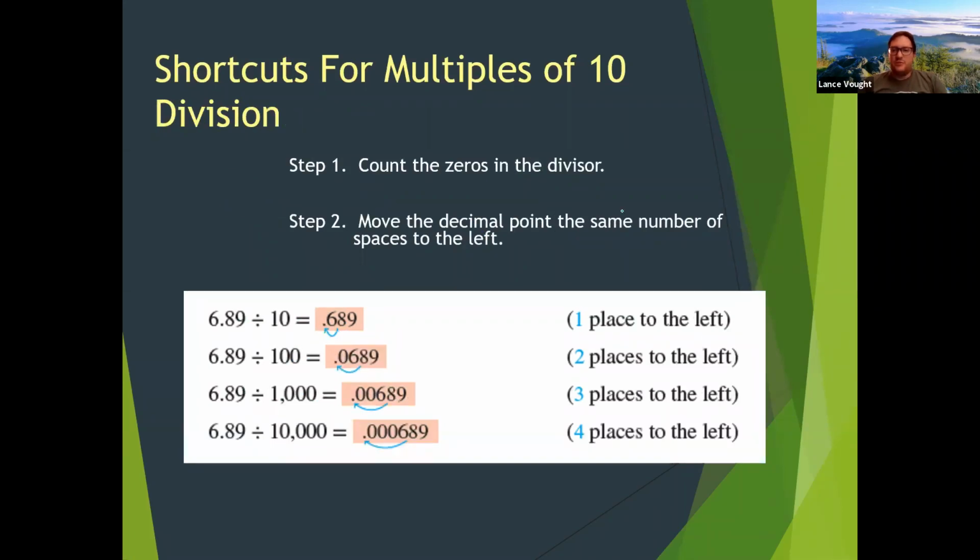For division, you move in the opposite direction. If you're dividing by 10, you move to the left 1. If you're dividing by 100, you move to the left twice. Dividing by 1,000, move to the left 3 times. Dividing by 10,000, moving to the left 4 times. And if you're ever confused, just go back to that good old-fashioned fraction table in the beginning of the slide deck.